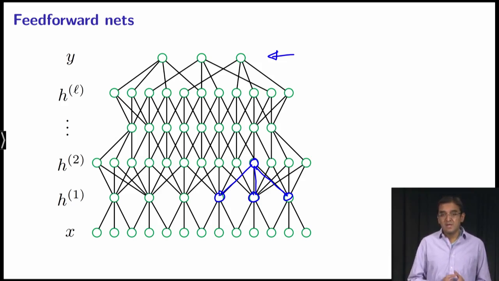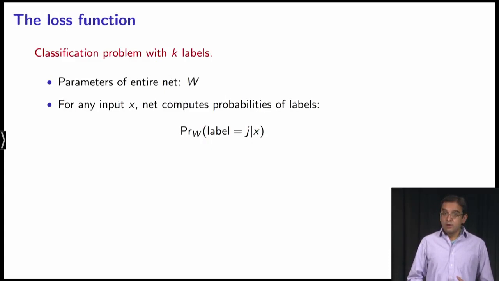Now, as we saw last time, networks like this can easily have vast numbers of parameters. How do we learn these parameters using a training set? So the approach, as usual, will be to formulate learning as an optimization problem, in which the goal is to find the parameters that minimize a suitable loss function.